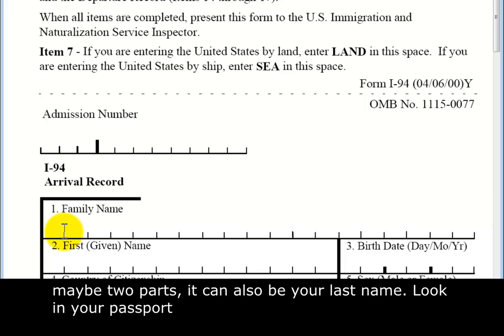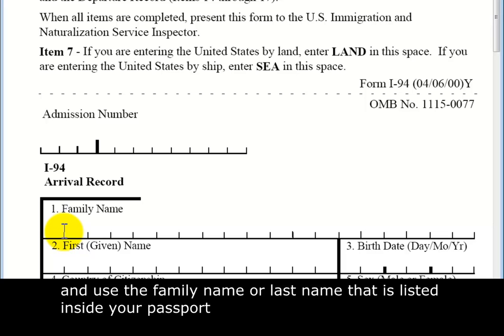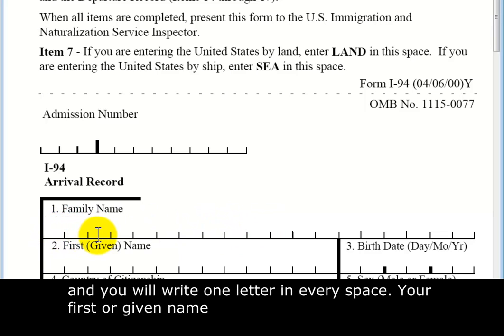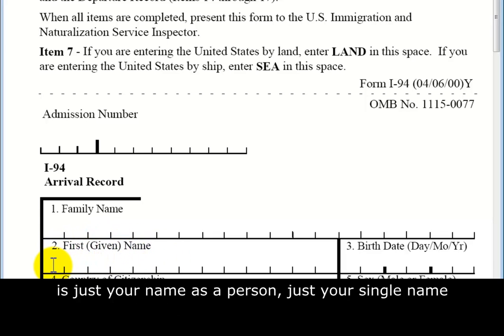It may be 2 parts. It can also be your last name. Look in your passport and use the family name or the last name that is listed inside your passport, and you will write 1 letter in every space. Your first or given name is just your name as a person, just your single name.